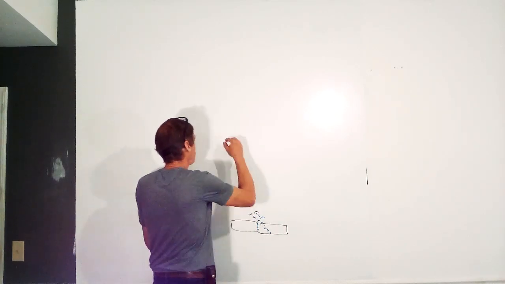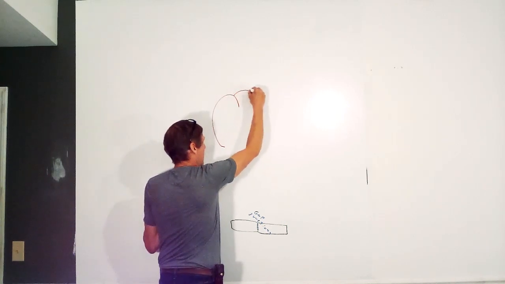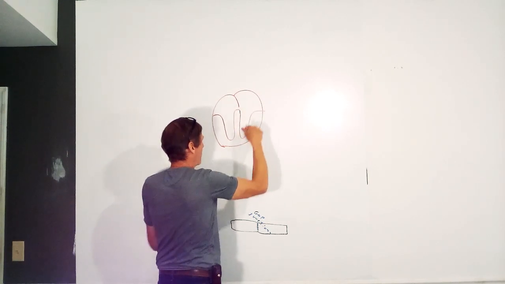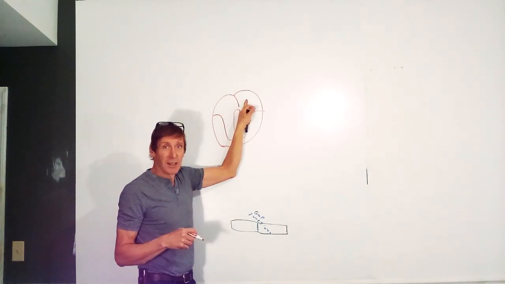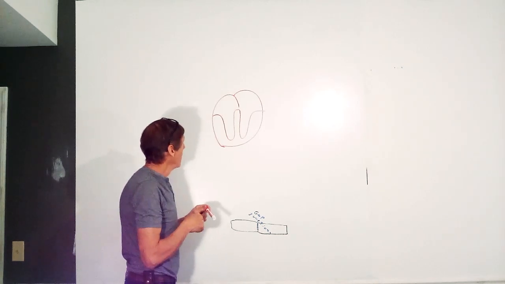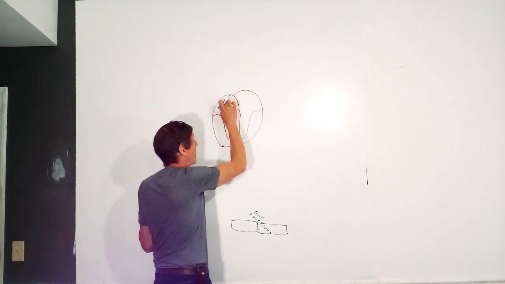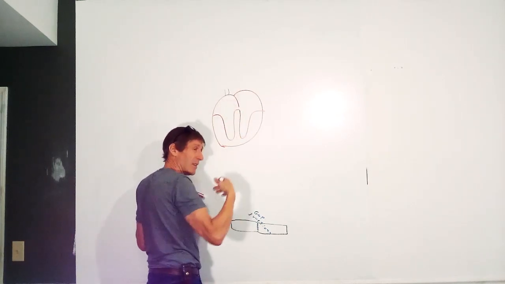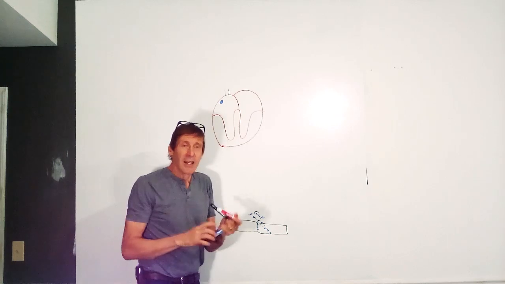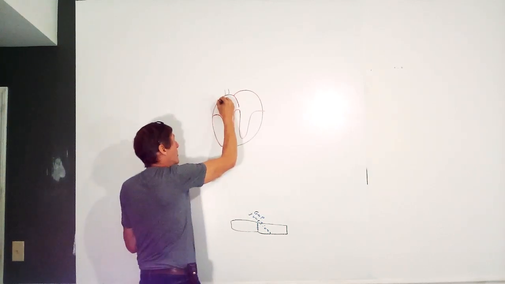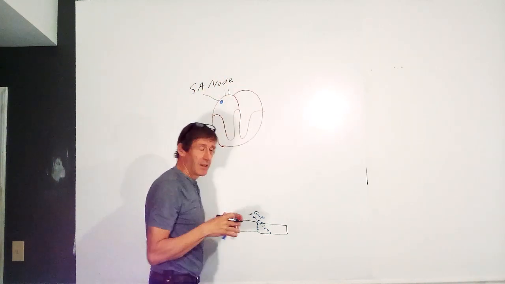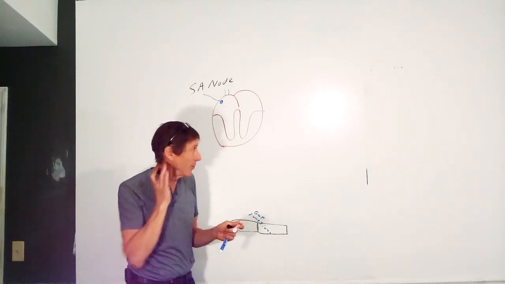We can imagine the heart looks something like this. I won't draw on the valves, but that's your right atria, right ventricle, left atria, left ventricle. What you'd find is in the wall of the right atria, close to where the superior vena cava comes in, there's a little knot or clump of cells. This clump of cells is usually referred to by the abbreviation SA node. SA is for sinoatrial node. I'm just going to put SA node down on the board.